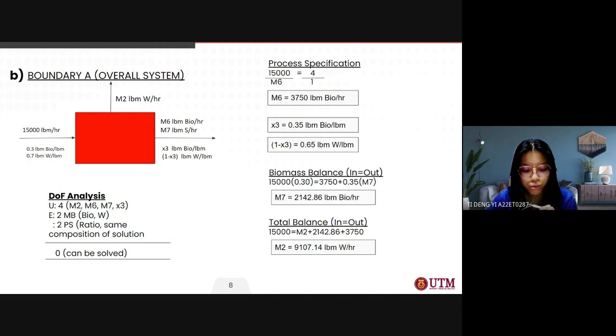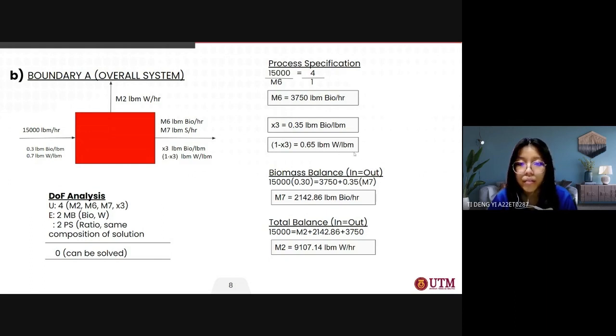For question B2, we start from boundary A. From the question given, we know that the process spec is the ratio of fresh biomass solution feed to the biomass solid in the filter cake is 4.0. So we can calculate that M6 is equal to 3,750 pound biomass per hour. Since the composition of solution in the filter cake is the same as the filtrate, we can state that X3 is equal to 0.35 pound biomass per pound, and 1 minus X3 will be equal to 0.65 pound water per pound.